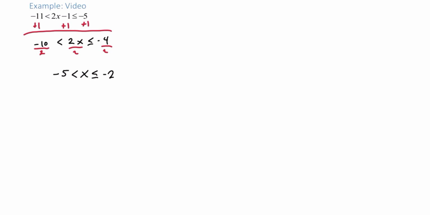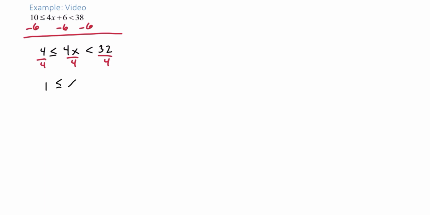Now we can write our answer in set notation. All x such that negative 5 is less than x is less than or equal to negative 2. And we could also graph it. Notice the negative 5 is going to be an open circle because we're strictly less than x. And then everything up to negative 2, including negative 2. And negative 2 gets filled in because we are inclusive there.